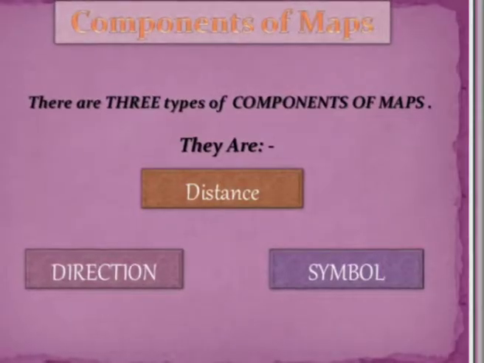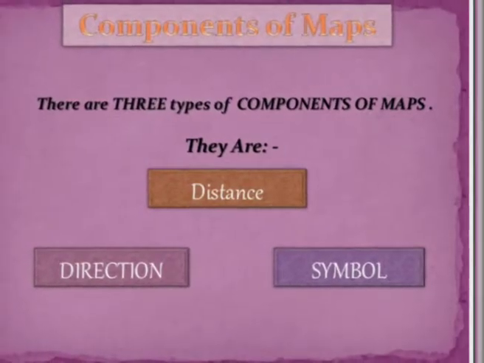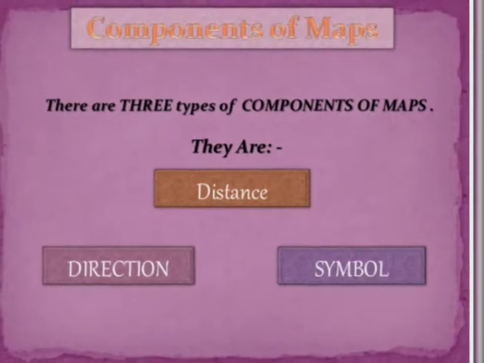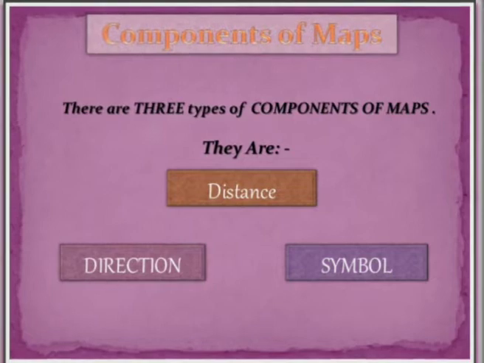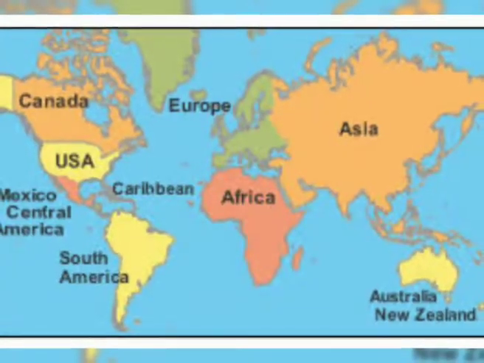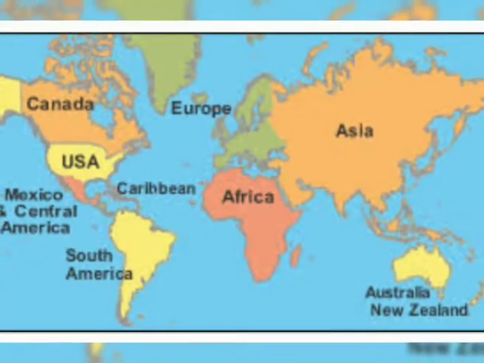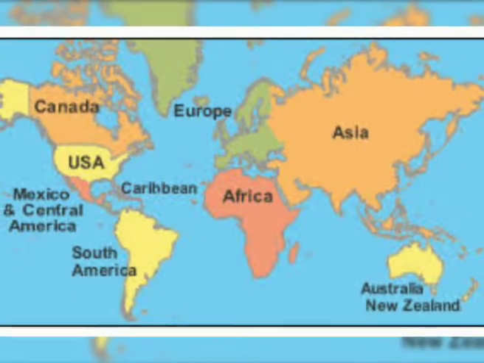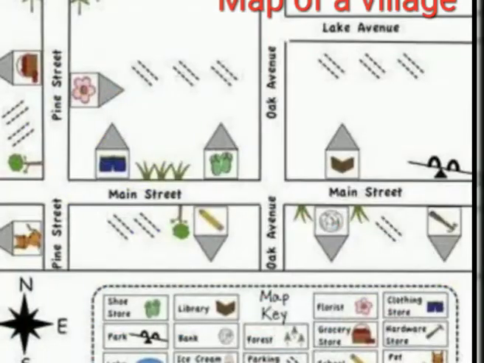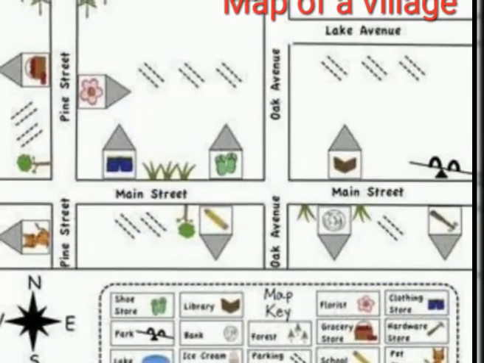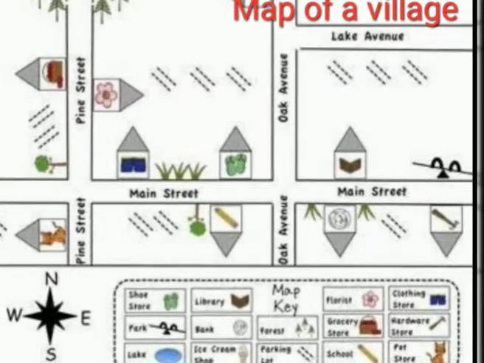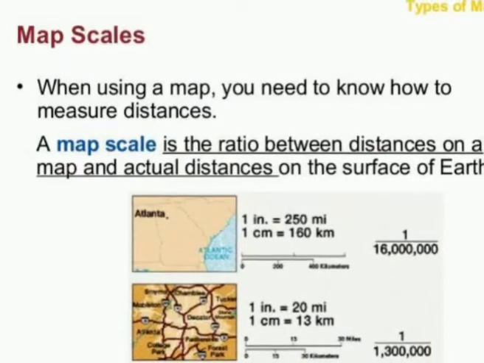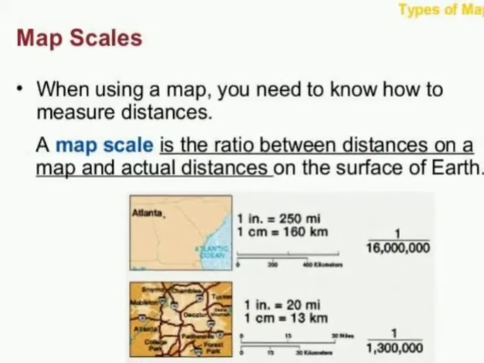Next we are moving towards the components of a map. Mainly there are three important components: distance, direction and symbol. Distance. We know that this world is too large and we can't show the whole world accurately on paper, and that's the reason we use a scale. So, to make the map accurate and clearer, and easy to understand, we use a scale.